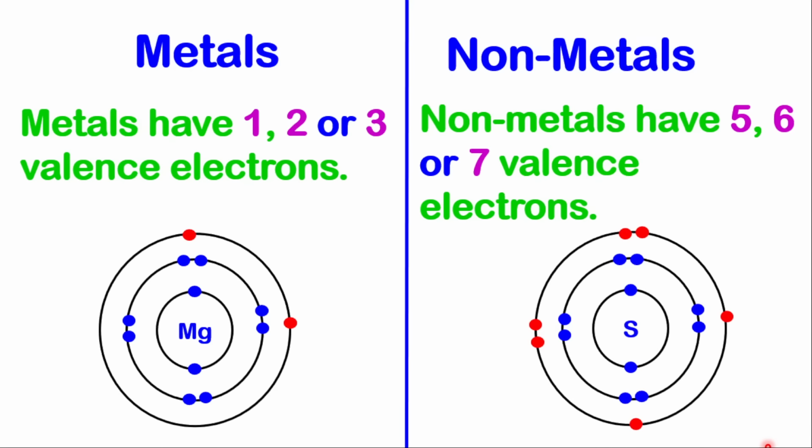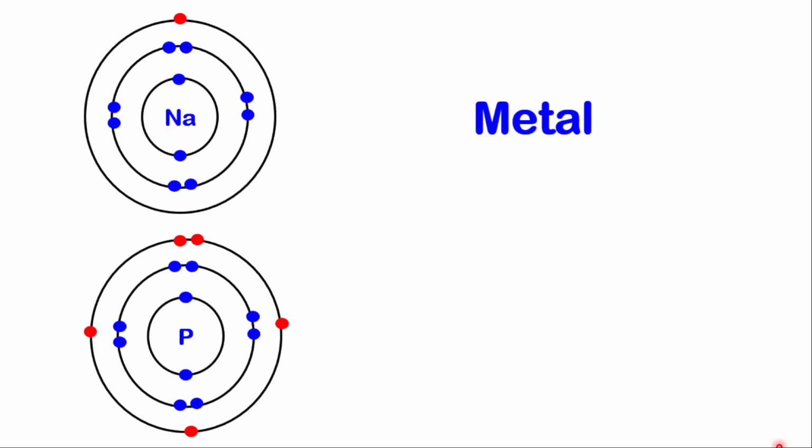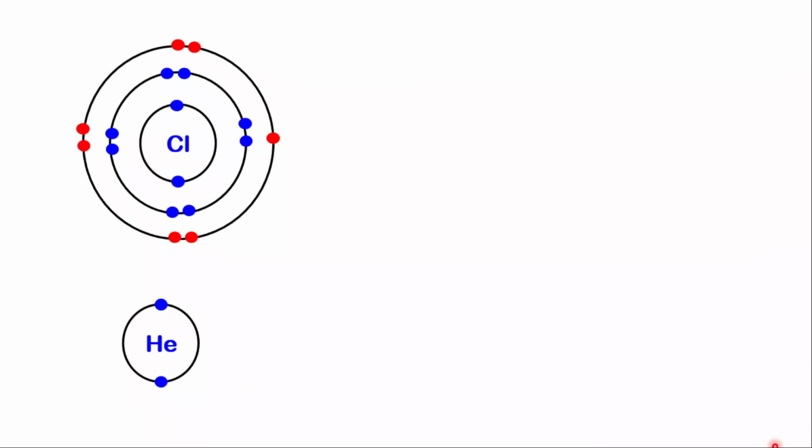Now, sodium and phosphorus, again, let's just distinguish between them. We have metal here for sodium because it has 1 valence electron. Phosphorus has 5, so it's a non-metal there. Now we have these two, chlorine and helium, and chlorine has 7 valence electrons, so therefore it is a non-metal. Anything with 5, 6, or 7 again is a non-metal.